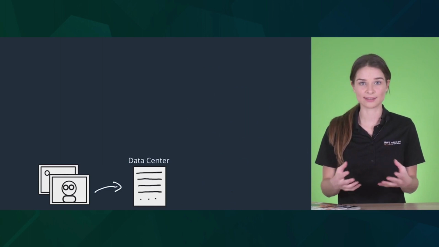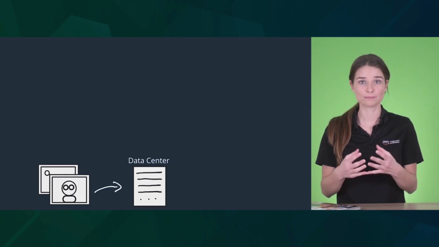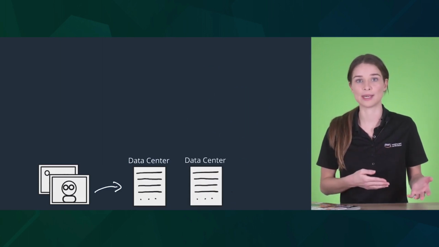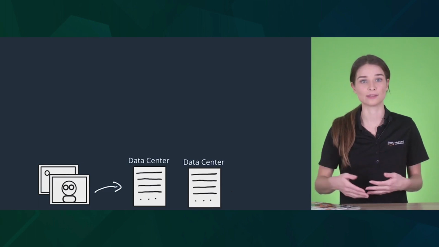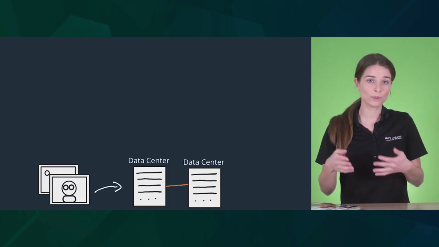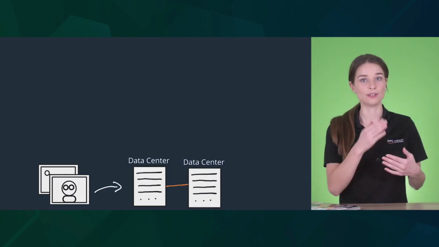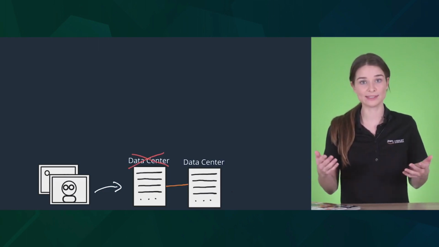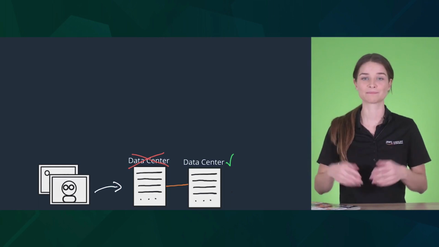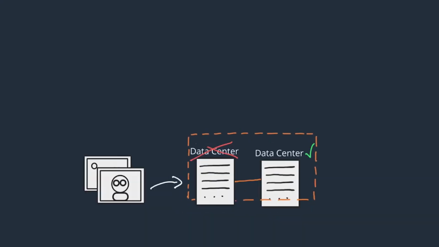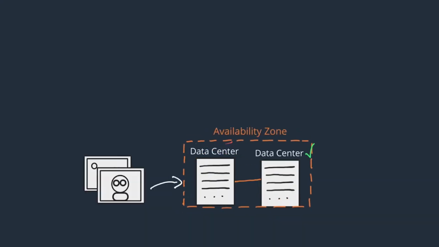AWS clusters data centers together around the world. So here, AWS might have a second data center connected to the first data center through redundant high-speed and low-latency links. That way, if the first data center goes down, the second data center is still up and running. This cluster of data centers is called an availability zone, or AZ. An AZ consists of one or more data centers with redundant power, networking, and connectivity.